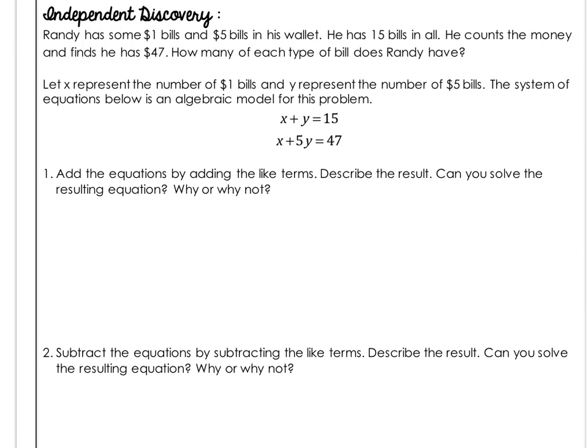Randy has some $1 bills and $5 bills in his wallet. He has 15 bills in all. He counts the money and finds that he has $47. How many of each type does he have?